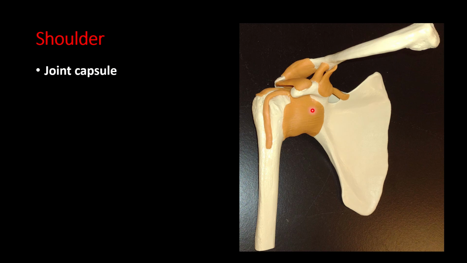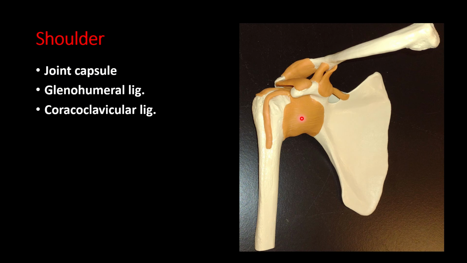So you can see the joint capsule anteriorly, and also there is a ligament that is coming from the glenoid cavity area all the way to the humerus. So that's viewable in the anterior part of this joint capsule. So you don't see this in the posterior view. So the anterior part of the joint capsule is thicker, and that's because of the glenohumeral ligament.